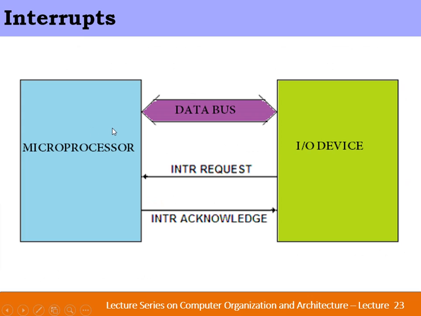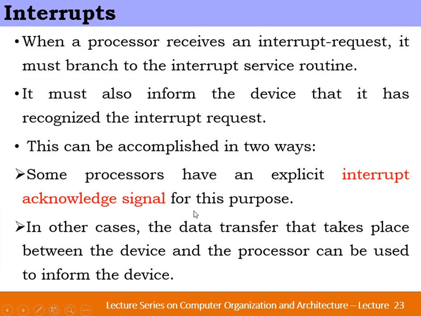Say for example we have a processor and we have a device. Here this IO device, whenever it becomes ready, sends an interrupt request signal. Once its interrupt request signal has been recognized, the processor is going to send an acknowledgement that this device has been recognized. It is done with the help of an interrupt acknowledgement signal. So that is regarding the interrupt acknowledge signal.